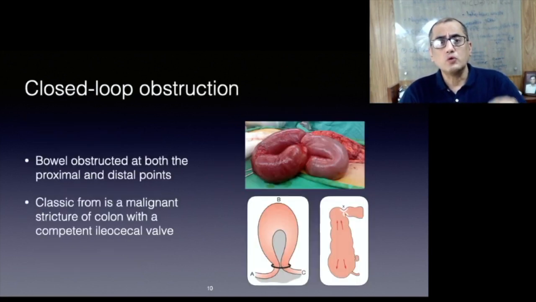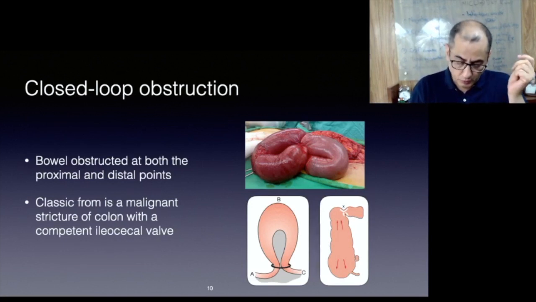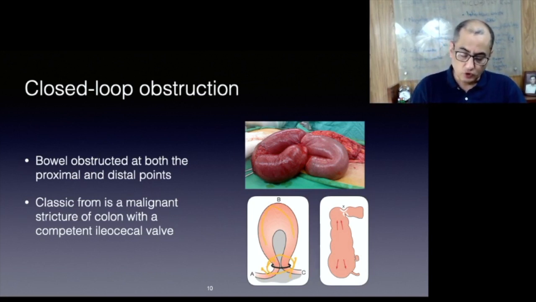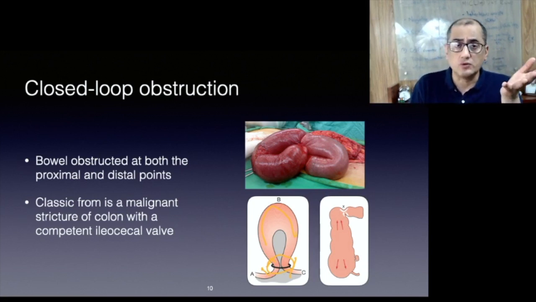Now we come to closed loop obstruction. This occurs when the bowel is obstructed at both the proximal and the distal points. So this point here and this point here, it's obstructed by this band here, and the distension is principally confined to this closed loop, and it's closed because it has no influx or outflow. Okay, the distension proximal to the obstructed segment is also not very marked.